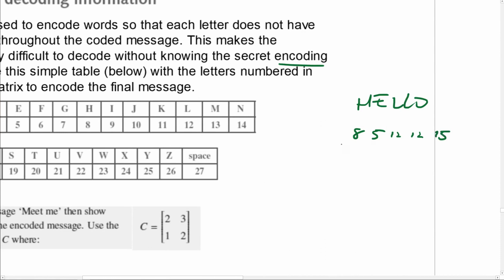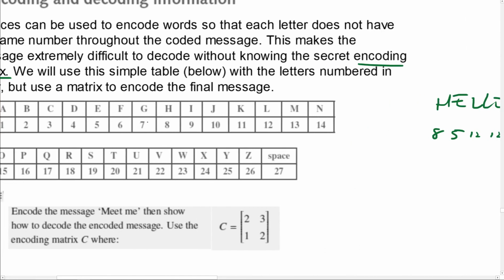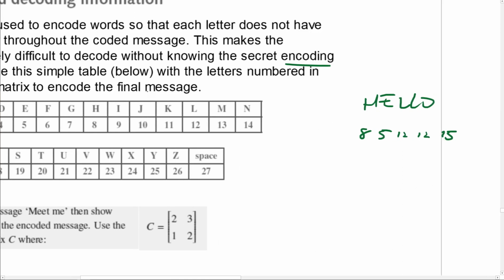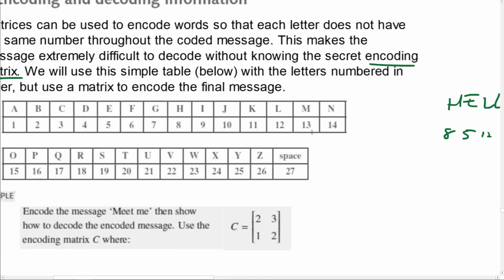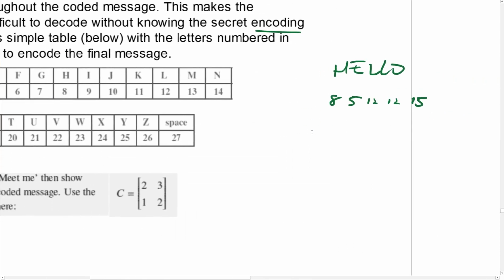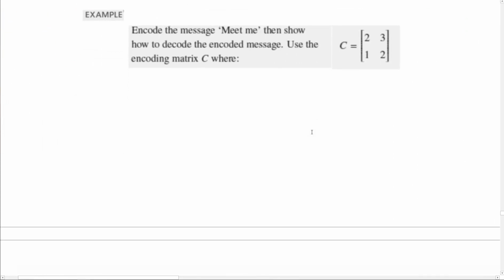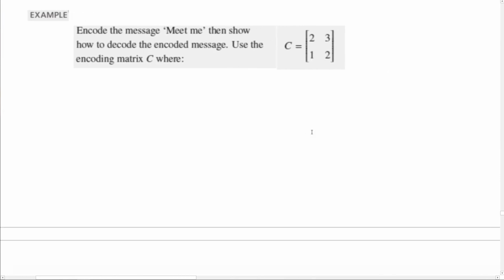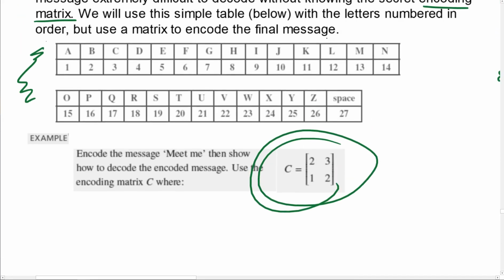Now that's easy to decode because you can just match it with the letters and numbers there. But the good thing about matrices is you can encode this to make it harder to decode what the message was. So here we go. Let's do this. Encode this message, meet me, then show how to decode the encoded message using encoding matrix C. So we're going to use this matrix to encode and decode the message.